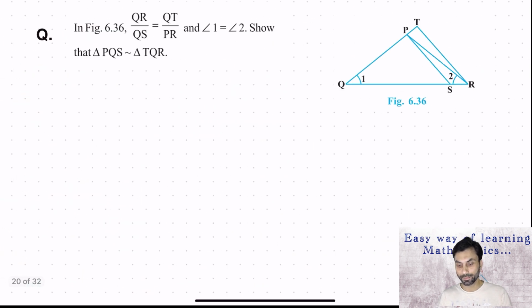Moving to the next question, which is that in the given figure, it is given QR upon QS equals QT upon PR and angle 1 equals angle 2. We have to show that triangle PQS is similar to triangle TQR.